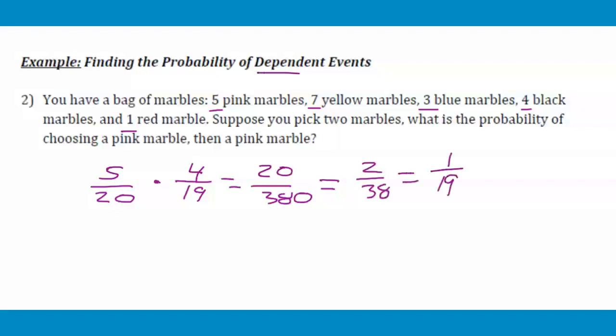But these are dependent events because the number of outcomes changed because of the first event. Picking the first marble changed the number of outcomes. I no longer have 20 marbles in there. I only have 19. So know the difference between independent and dependent events. The number of outcomes changes because of the first event. It is a dependent event. But whether it's dependent or independent, the probability of the first event times the probability of the second event gives you the total probability for this compound event because we're doing more than one thing.